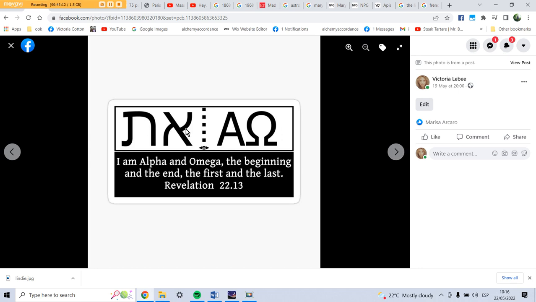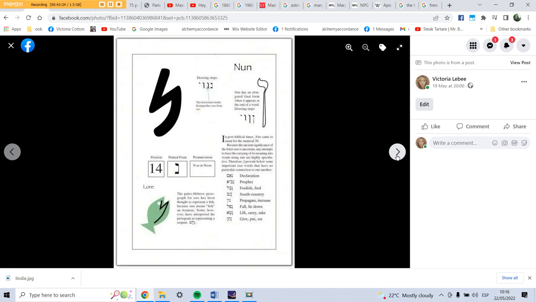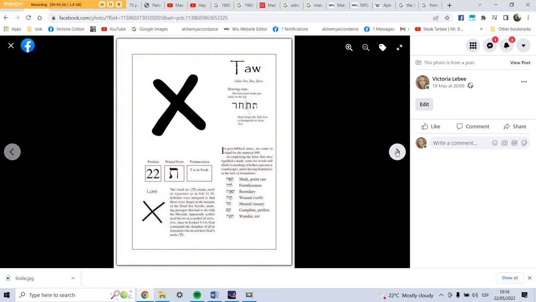Alpha, Omega, Aleph, Tav. I am Alpha and Omega, the beginning and the end, the first and the last. It's the opening and the shutting of the Milky Way. Mars and Venus are responsible for that with the North-South node. So this Nun, 111, the fish, there's that 14 again. 14 pieces of Osiris. The closing of the Milky Way is now.